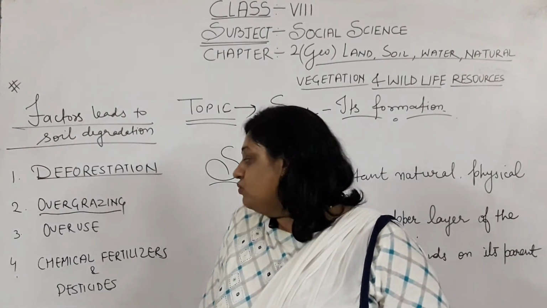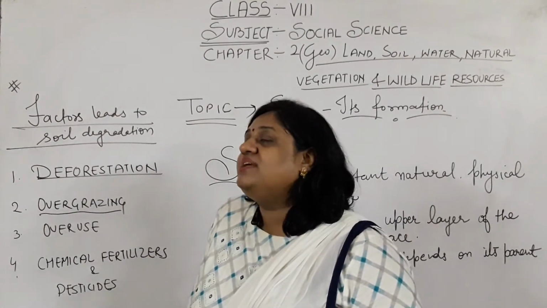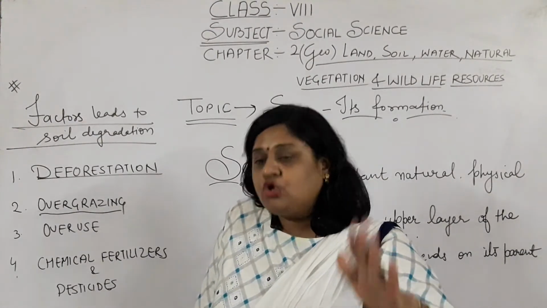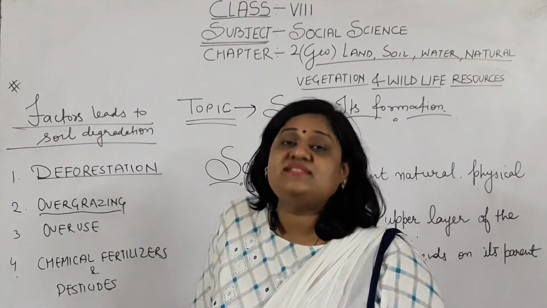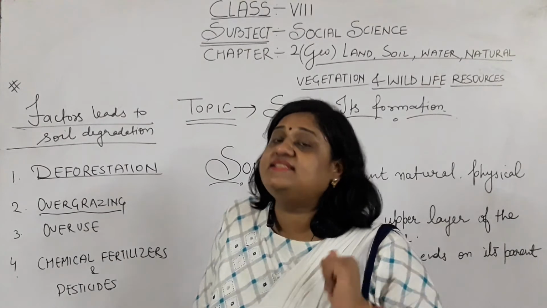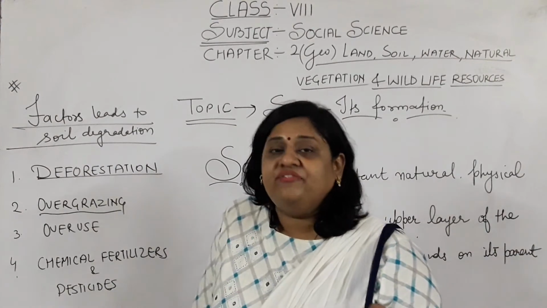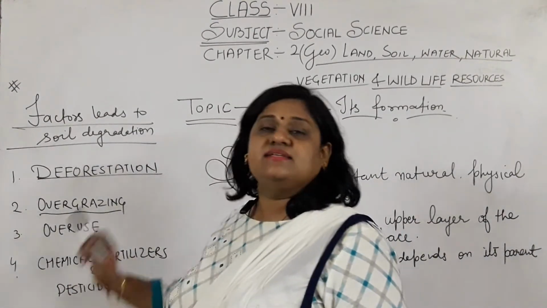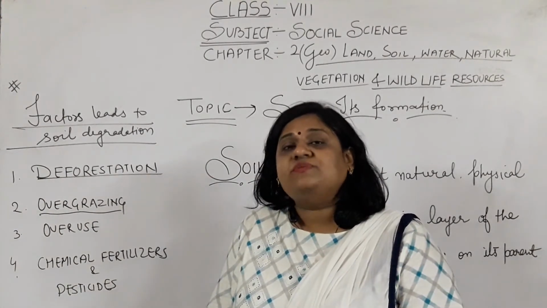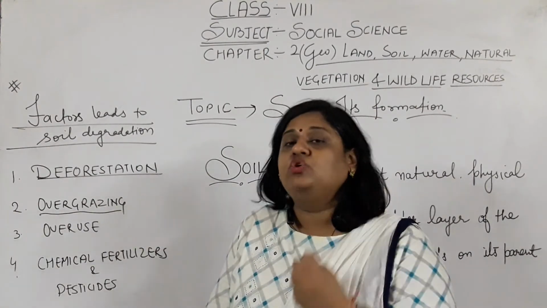Now the fourth one, chemical fertilizers and pesticides. You all know, kids, that population is increasing, and to satisfy their food needs, the growing of crops should be faster. That is why farmers nowadays are using HYV seeds, high yielding variety seeds. For the fast growing of crops, we are still using chemical fertilizers, urea and others. And whatever crops are being grown, we want to get the total outcome.